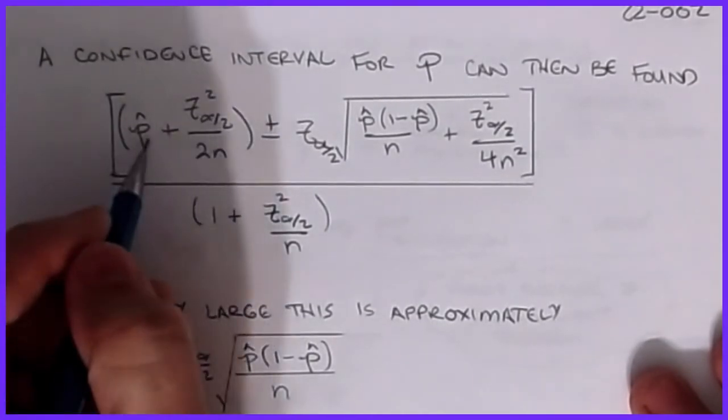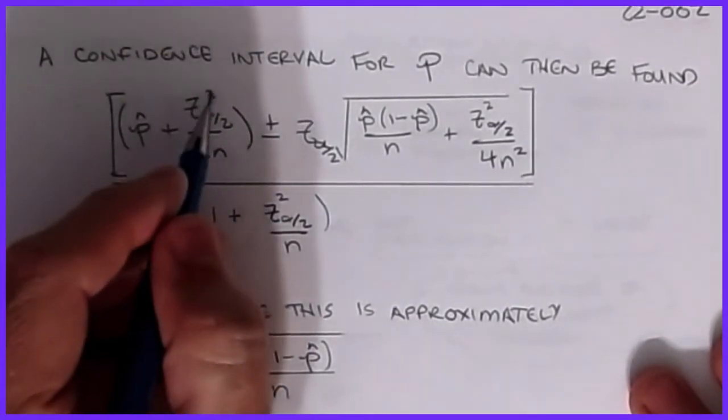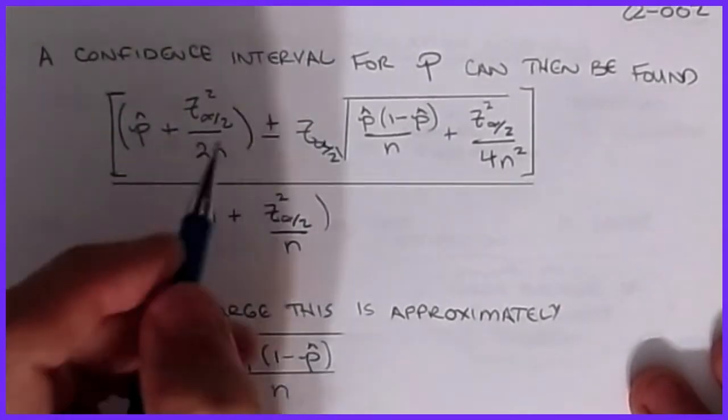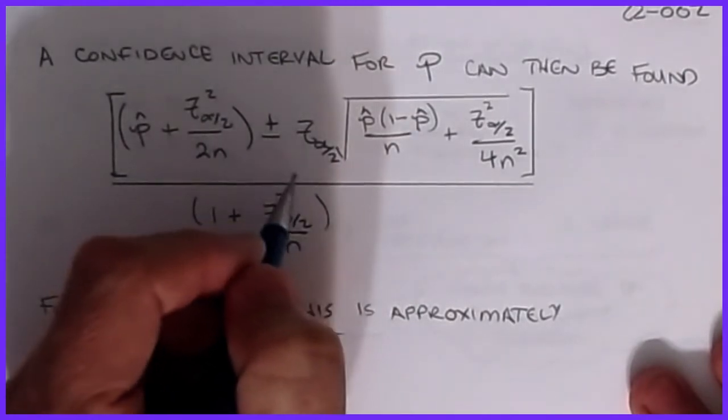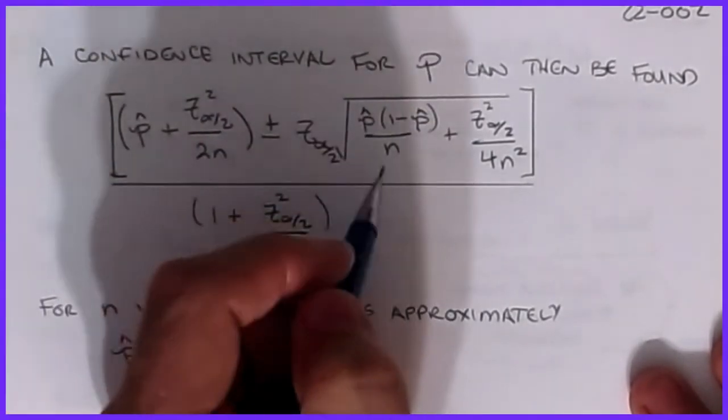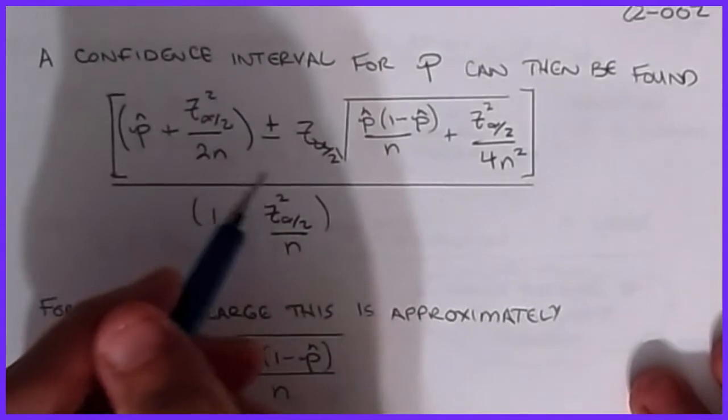That this is going to be my estimator plus z alpha over 2 squared, note squared, on top of this thing, over 2n. Okay, and then plus or minus z alpha over 2, that's my statistic based on the size of the confidence interval I want, and then multiplied by this huge sum. Okay, and again, we're not going to worry about where this came from.